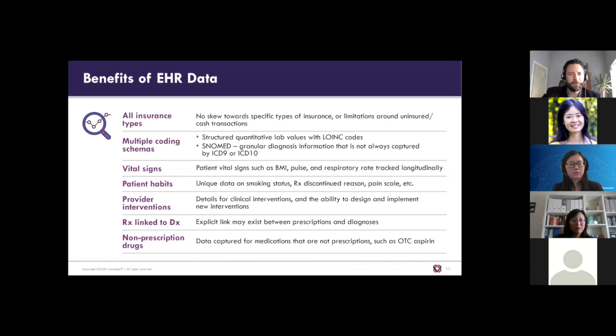There are other information that we would have to interpret and assume from patterns in claims data that are readily available in EHRs. These can include whether a particular intervention was introduced, and sometimes we also have information as to why. We can also tell consistently the diagnosis behind a prescription. Another key piece of information that's available from an EHR is the use of over-the-counter drugs.